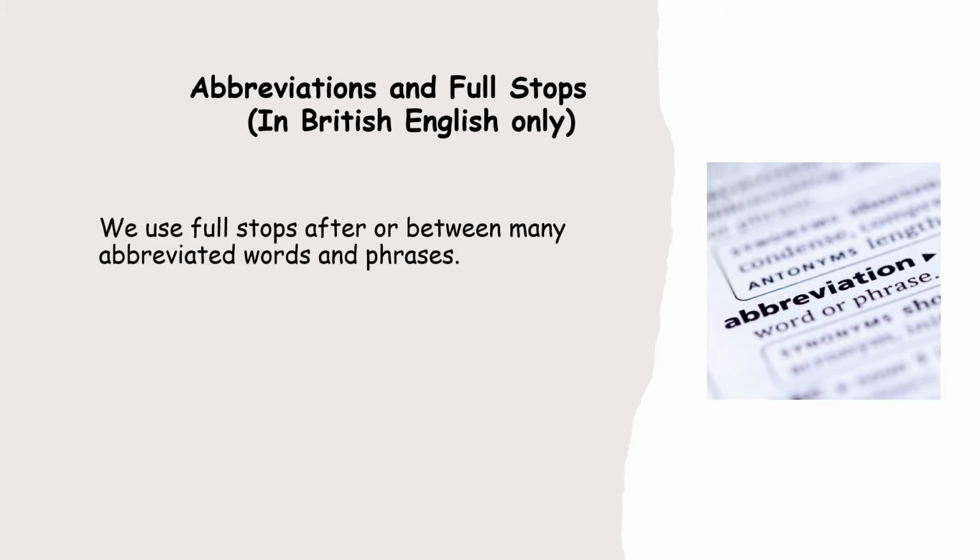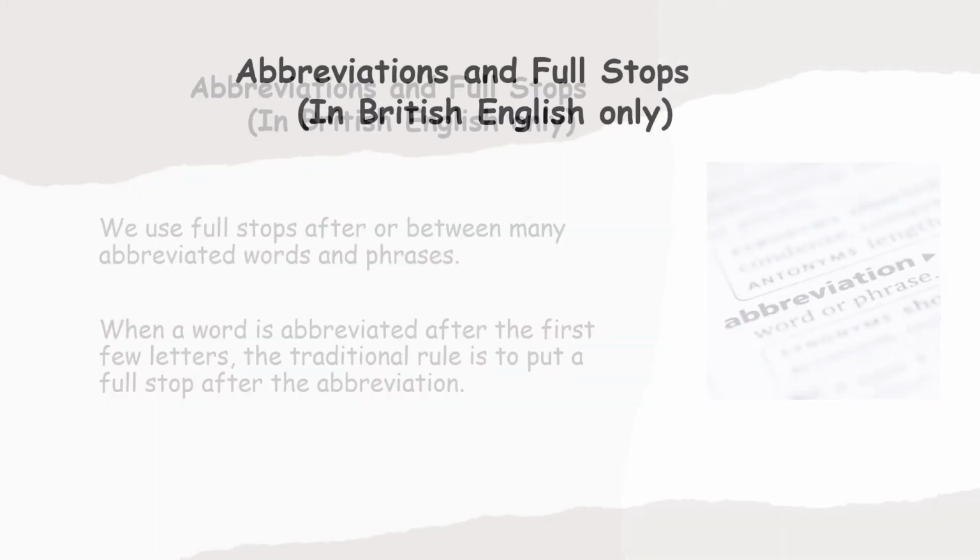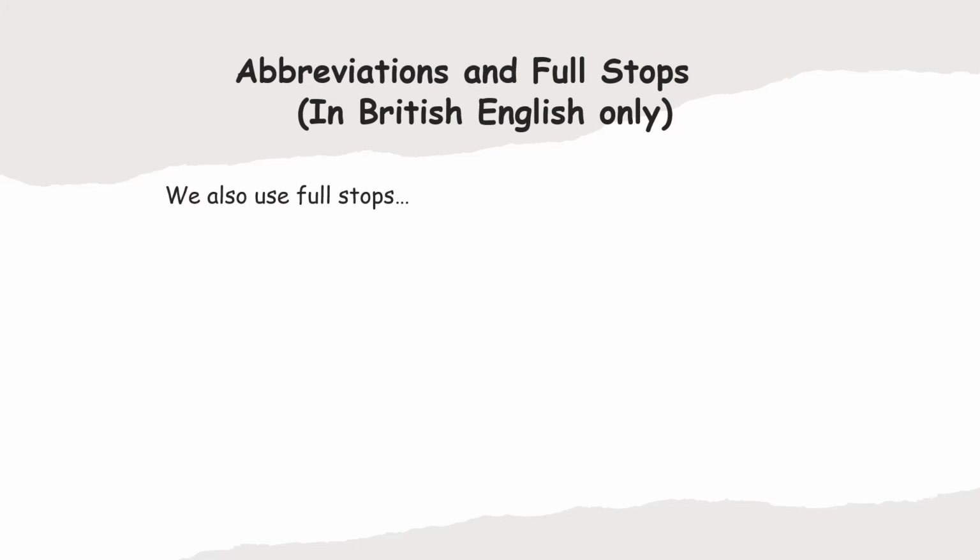Abbreviations and full stops in British English only. We use full stops after or between many abbreviated words and phrases. When a word is abbreviated after the first few letters, the traditional rule is to put a full stop after the abbreviation. We also use full stops with abbreviations of time. 5 p.m., 2 a.m. Notice the full stop after each individual letter.